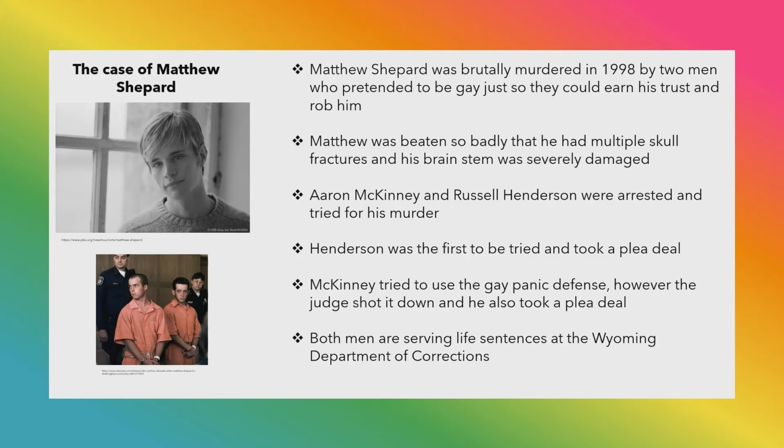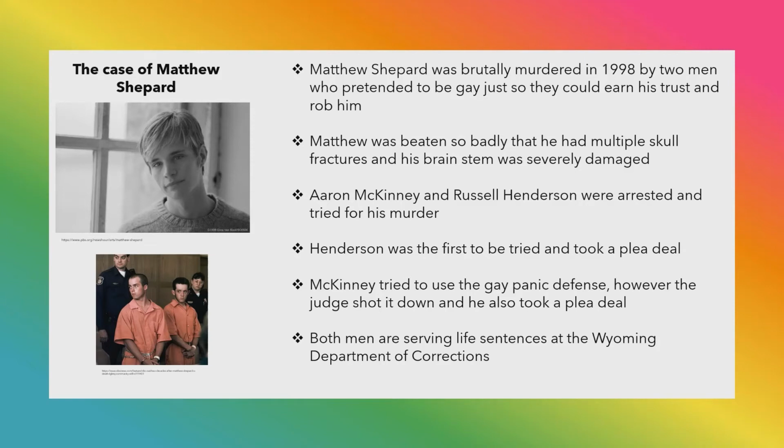He told the officers that he and Henderson had met Matthew at a bar called the Fireside Lounge in Laramie, and the two decided for whatever reason that they were going to rob Matthew. What they did was pretend to be gay in order to make Matthew feel more comfortable with them. When Matthew was getting ready to leave, he was offered a ride by the two men, and he agreed to hitch a ride with them because they had gained his trust.